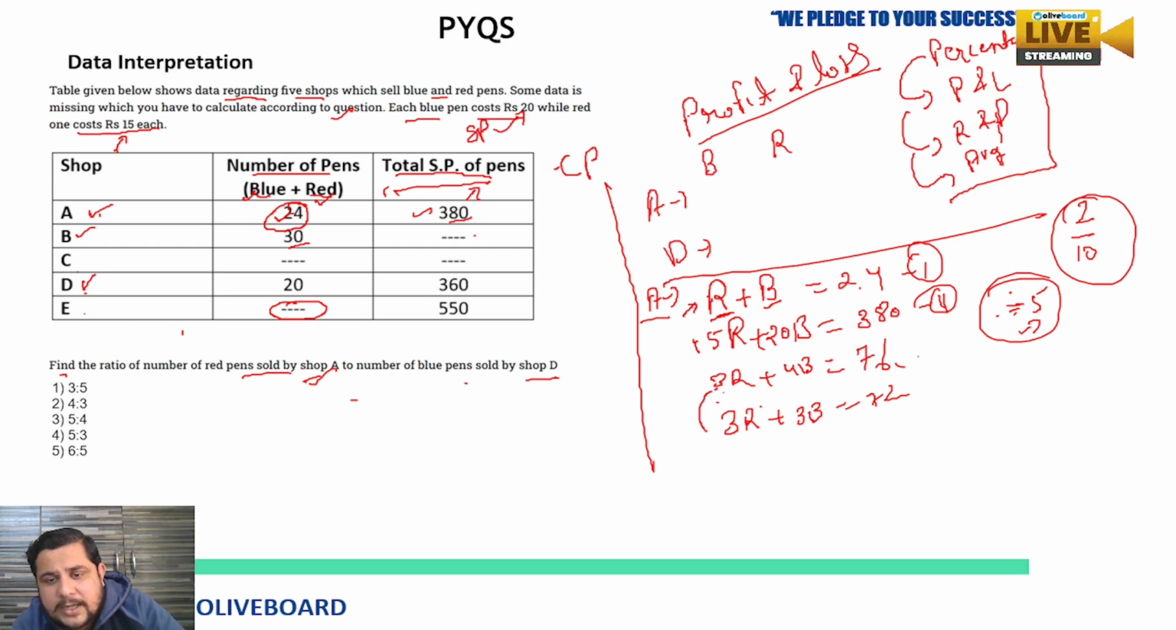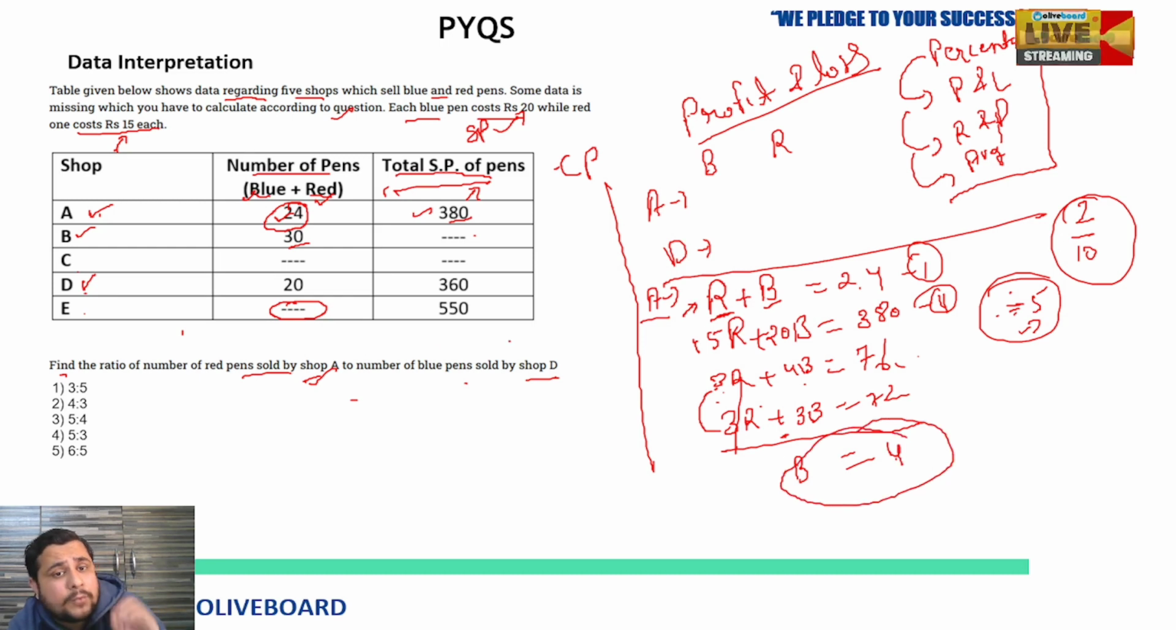Okay. Now 3R minus 3R, so we will subtract this equation. So 3R and 3R cancel. 4B minus 3B, so B you will get equal to 76 minus 72, which means 4. So the number of blue pens is 4 here. Okay, 4. So the number of red pens will be what? 24 minus 4 means 20. So red pens are 20 here.